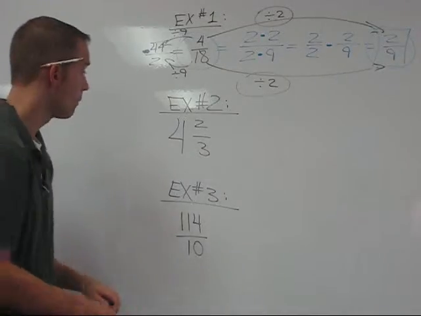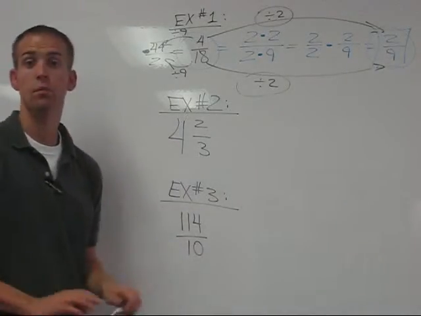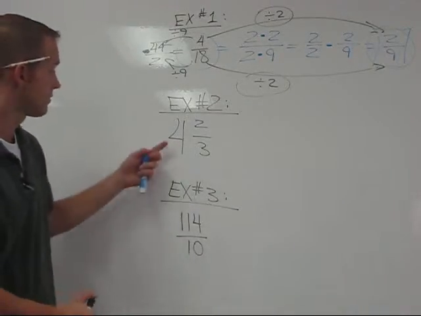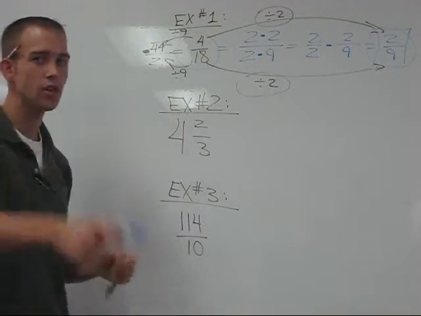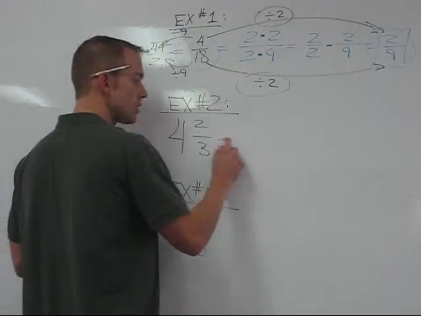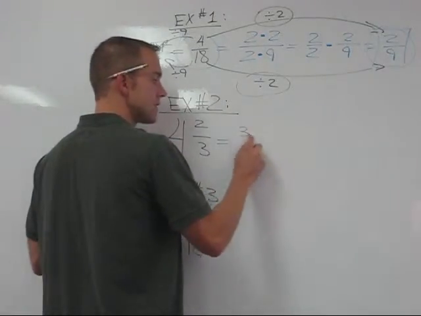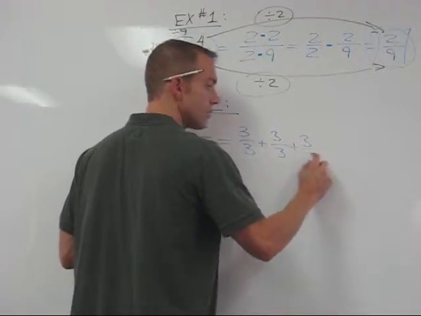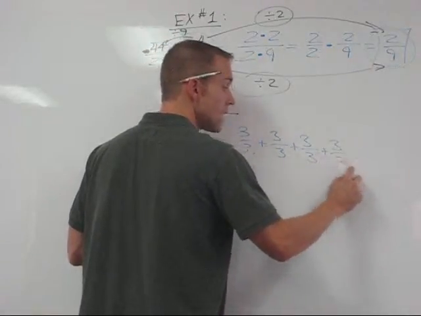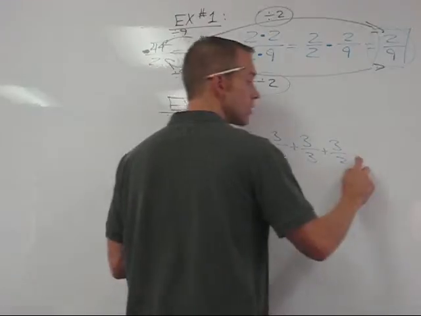So here's what I know. 4 wholes, that's the same as 1 plus 1 plus 1 plus 1. And if I were to break this up into thirds, I think you would agree with me, and I'm not asking you to do it this way, but I just want to illustrate that 4 wholes is the same as 3/3 plus another 3/3 plus another 3/3 plus, you got it, another 3/3, and then I'll tack on my 2/3.